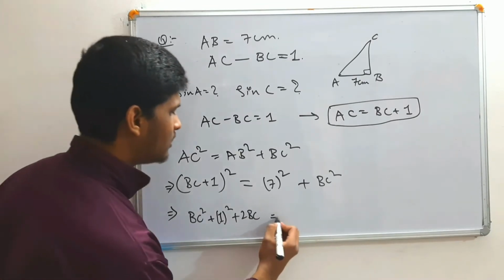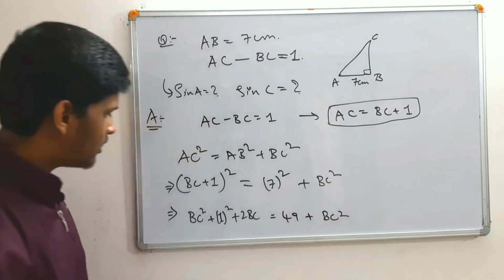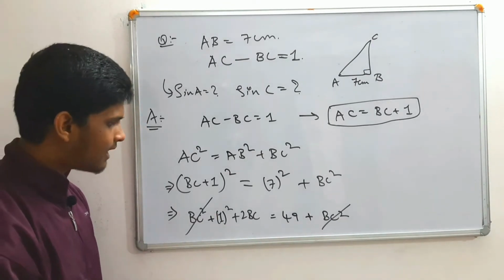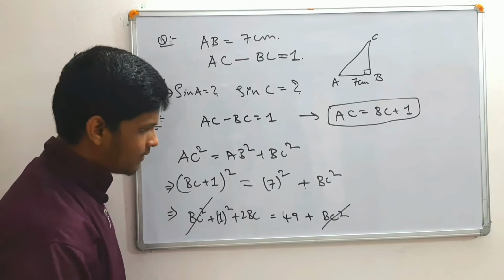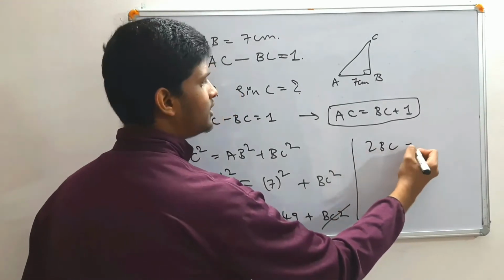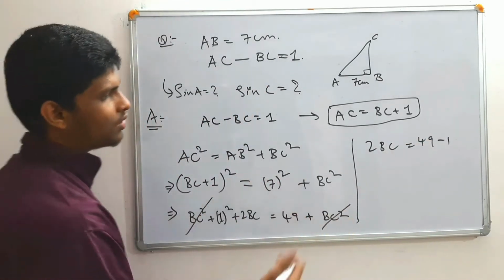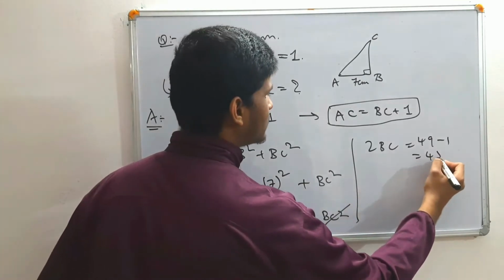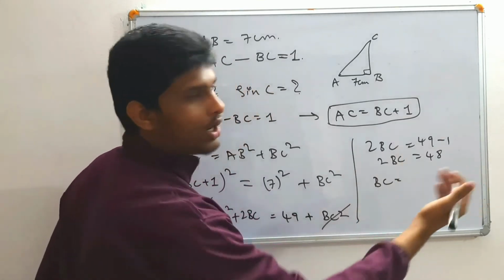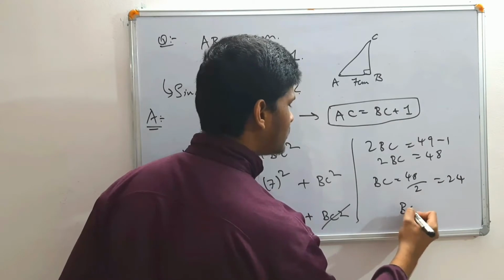We got this is equal to 7 sevens of 49 plus BC square. And if you see, BC square at RHS and BC square at LHS get cancelled, 2BC is there. So if you write it here, 2BC is equal to 49 minus 1. This 1 square becomes 1 and goes to RHS, it becomes 49 minus 1, which is 48. And if this 2 goes to RHS, it becomes 48 by 2, which is 24. So BC is 24 centimeter.